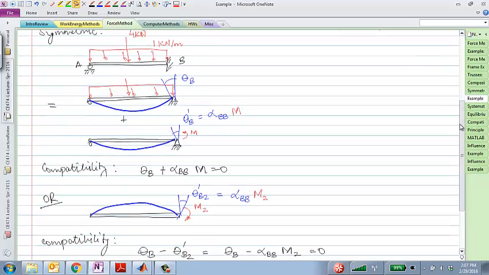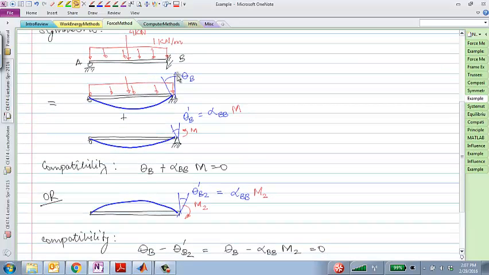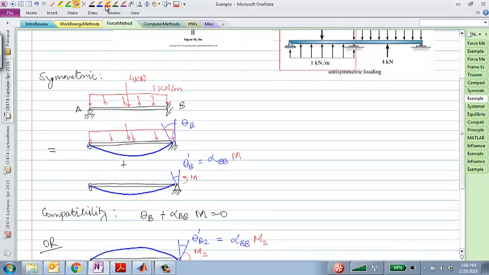If you have the real rotation and the redundant rotation in the same direction, then you need to add them to make sure that the total rotation is 0. If your real rotation and redundant rotation are in the opposite directions, then they need to be equal, or minus has to be equal to 0. So that's the symmetric half of the problem. Let's take a look at the anti-symmetric half.